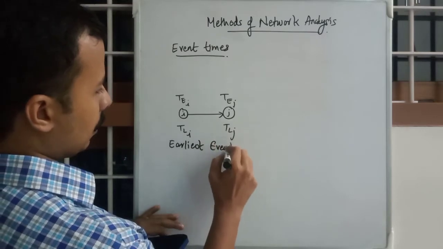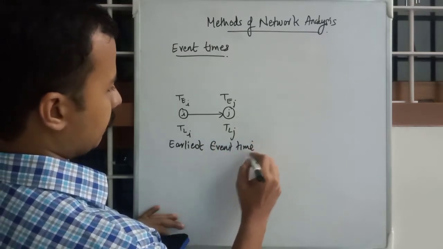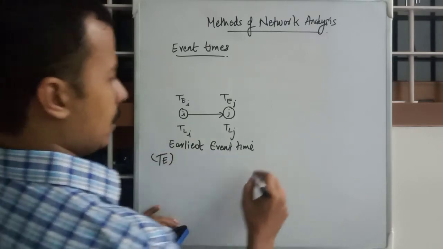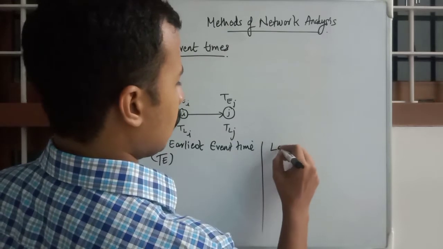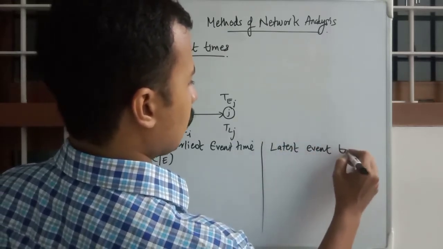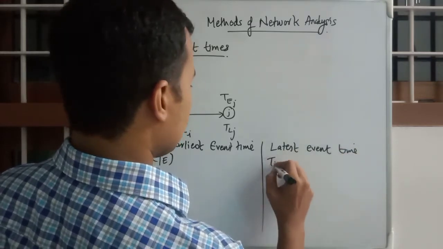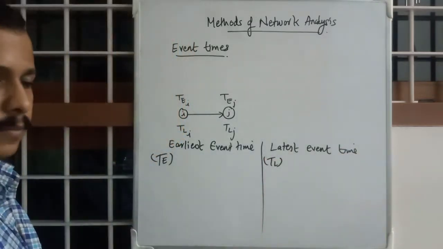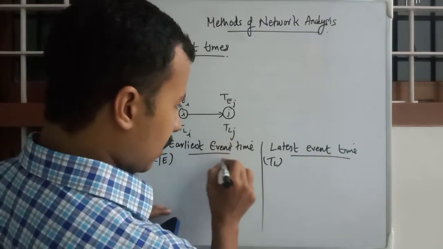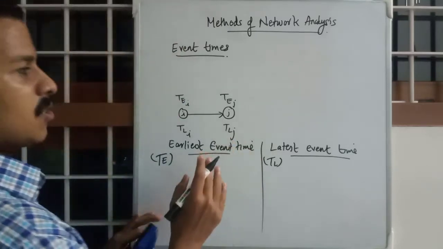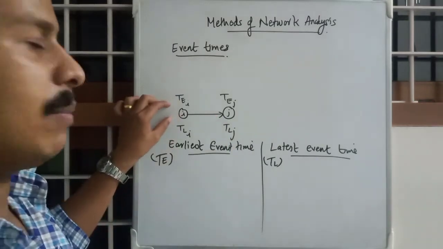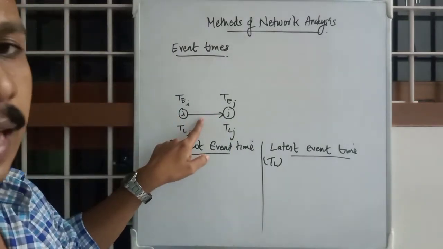So the earliest event time is TE, and the latest event time is TL. Note this, do not forget: it is of the event, it only concerns the event, not the activity. So only the node points will be titled, instead of the arrow point.